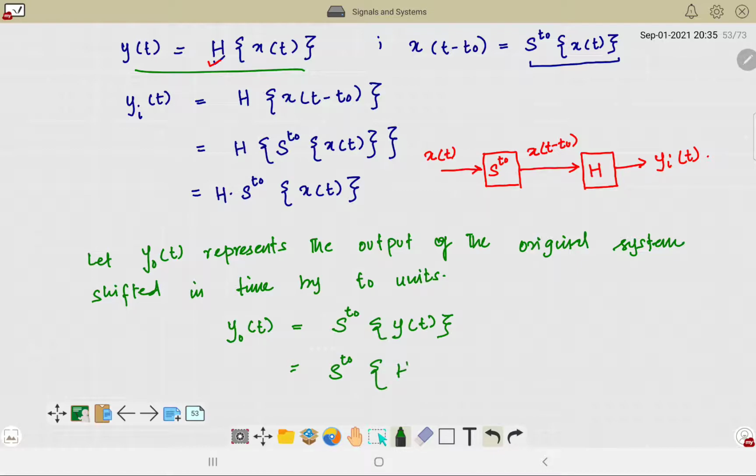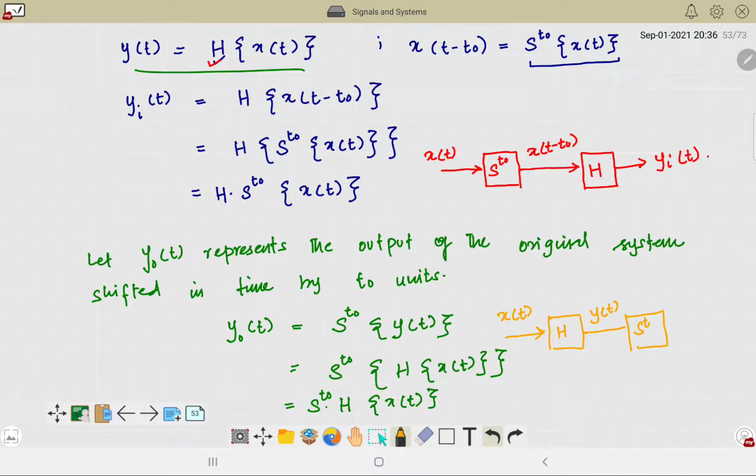I can simply express it as H of x of t, and I can take the operators outside. This is the shift operator S, then the system operator H acting upon x of t. Now graphically it is something like this. I have first the operator H. I am giving my input signal x of t. It is giving me my output y of t. Then on this output I am applying the shift operator t naught, and it gives me y o of t.